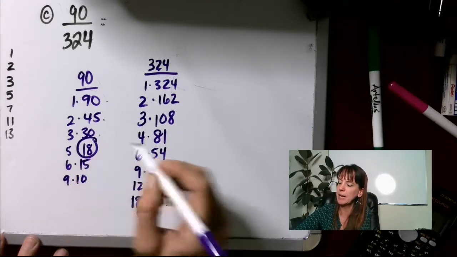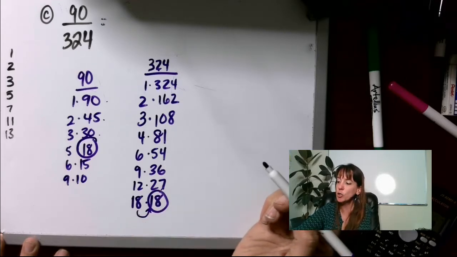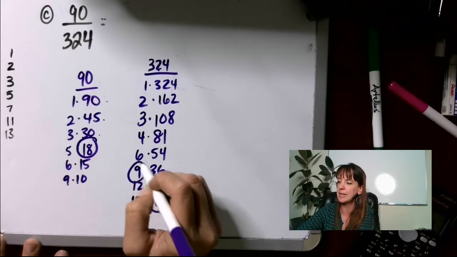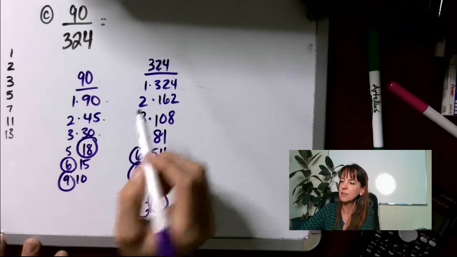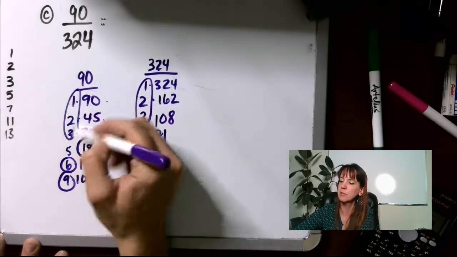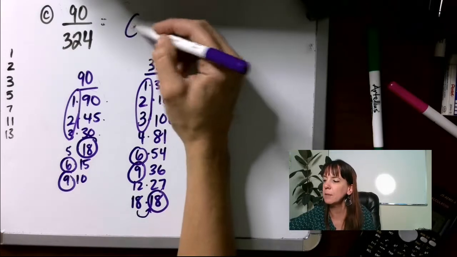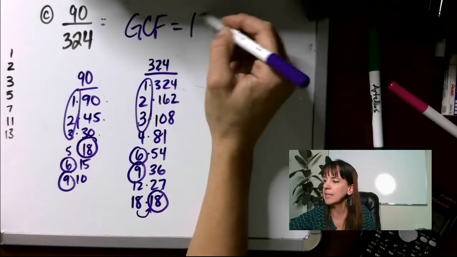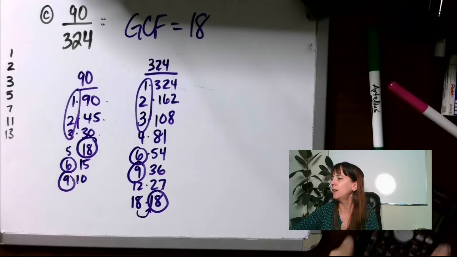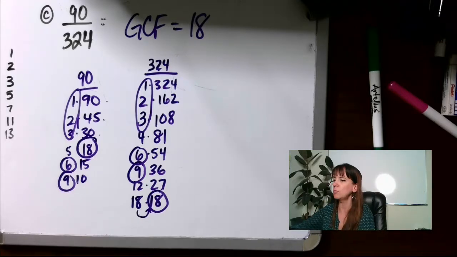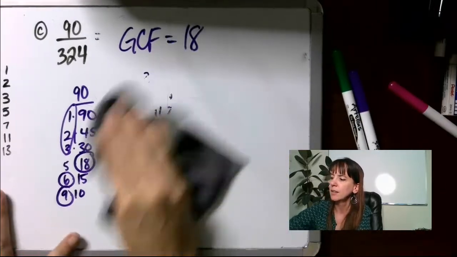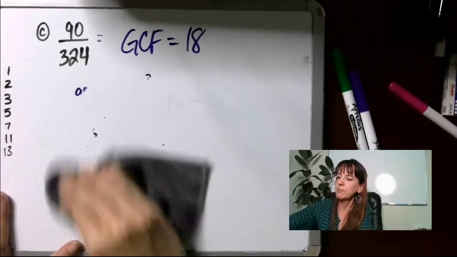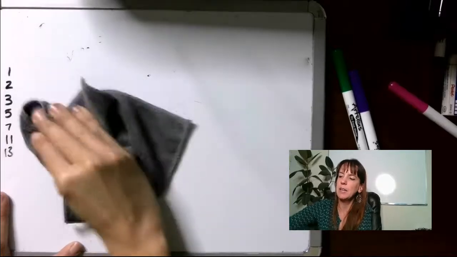18, bam, 18, 18. They also have in common, it looks like, 9, 9, 6, 6, 3, 2, 1, 3, 2, 1, 3, 2, 1, right? So the greatest common factor is 18, all right? Any questions? Let me know, which means you could divide the top and bottom by 18 if you wanted to. All right, so any questions, let me know.